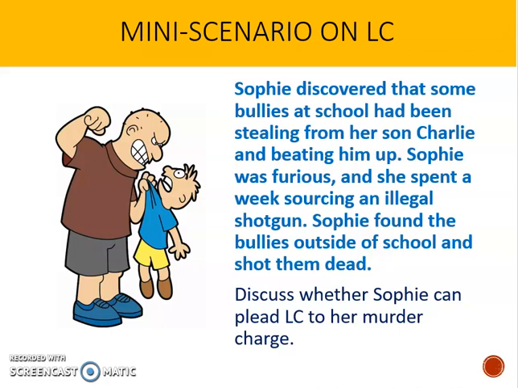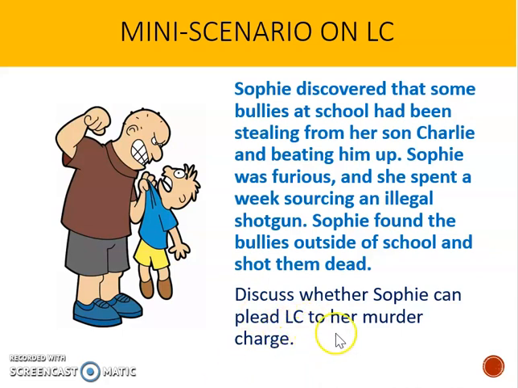To begin with, let's look at the scenario that we've been given. So the situation is that Sophie has discovered that some bullies at school have been stealing from her son Charlie and beating him up. Sophie was furious and she spent a week sourcing an illegal shotgun. Sophie found the bullies outside of school and shot them dead. Now you're being asked to discuss whether Sophie can plead loss of control to her murder charge.